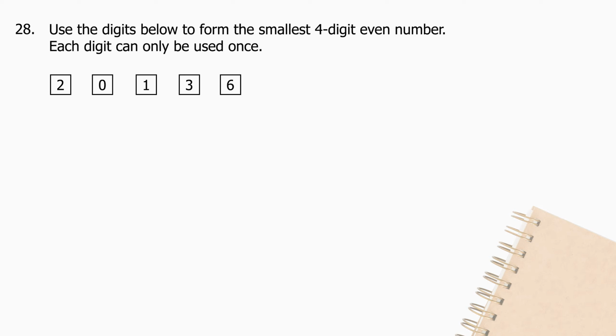Question 28. Use the digits below to form the smallest 4-digit even number. Each digit can only be used once. 2, 0, 1, 3, and 6.